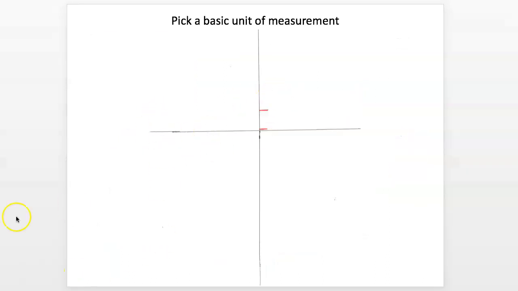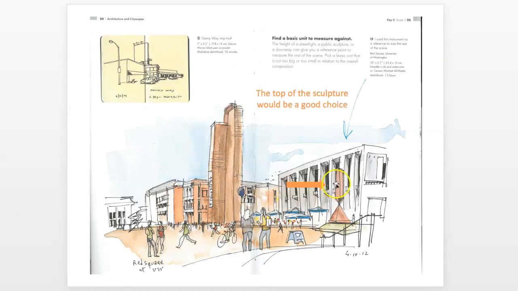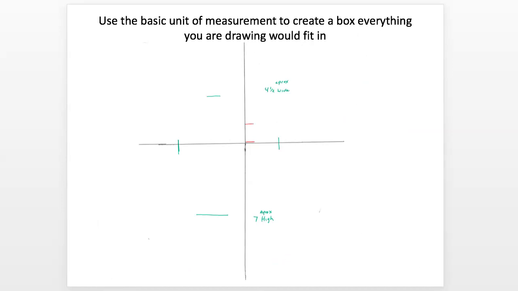So you pick a unit of measurement, something that's not too big or too small, and you're going to use that to measure the total box that everything would fit in, okay? And for this object that I haven't shown you yet, it's about 4.5 of these wide and 7 of them high. So that means counting this shape about 7 times high and about this length 4.5 wide.